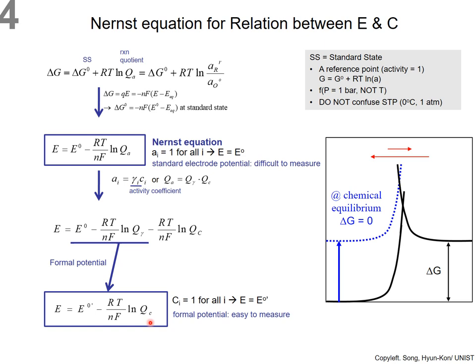So it is difficult to measure the standard reduction potential because we should have an activity of one for each component. However, in the second case, it is very easy to obtain the formal potential because we use just the concentration term for the reaction coefficient.